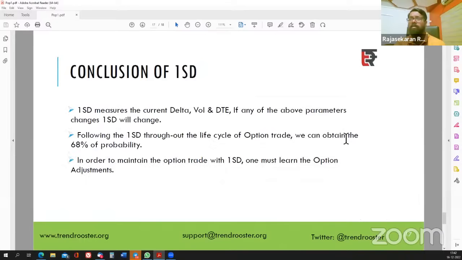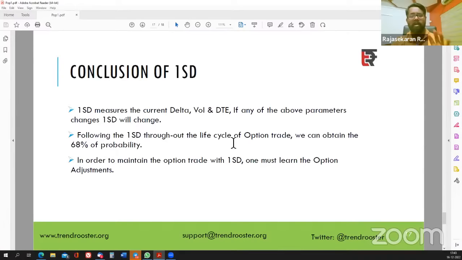So what we understand from the standard deviation, when you try to model it, is that it measures the current delta, volatility, and DTE, okay? If any of the above parameters change, 1SD will change. Following 1SD throughout the life cycle, what I mean by throughout the life cycle: say you started with an iron condor or some strategy that you're covering with the one standard deviation.